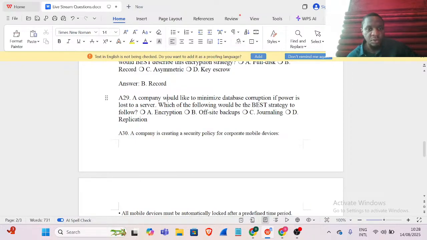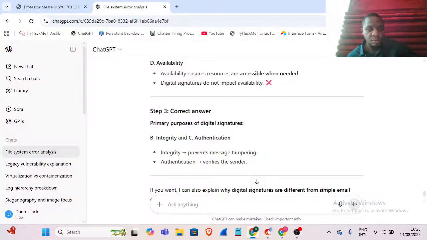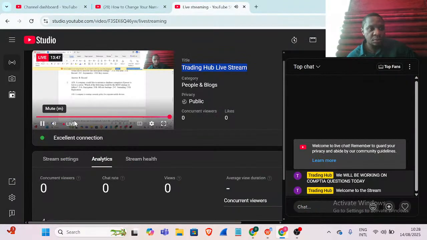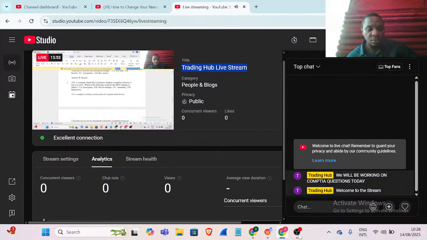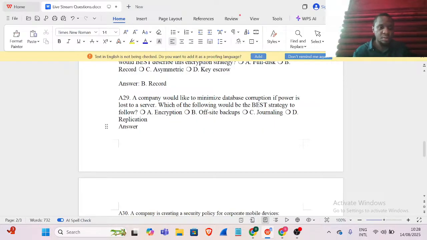The company would like to minimize the data lost, for 8 hours, to the server. It should be the best. This is the journaling.